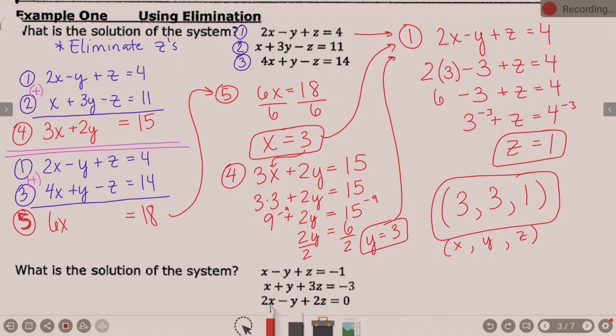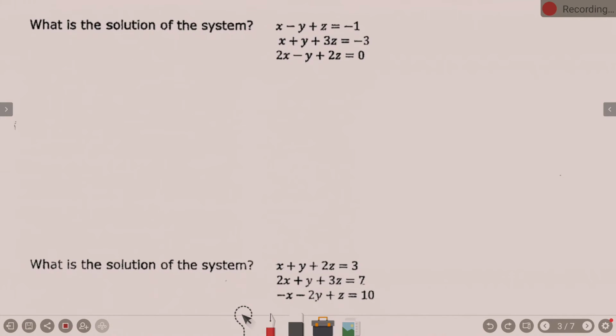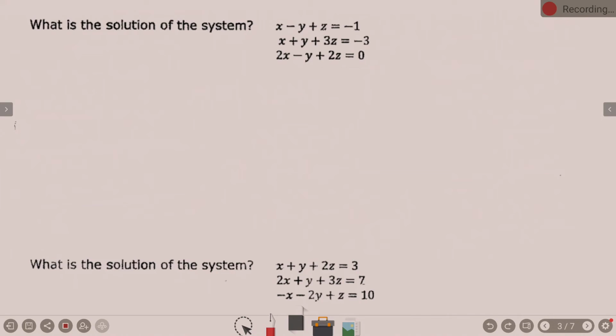Let's try the next one. Get out. I'm gonna move my board up and erase. Oh my god. Okay, have you started looking at the next one? Yeah, it looks scarier than the first one. I don't like it either. I know what I'm gonna eliminate though.